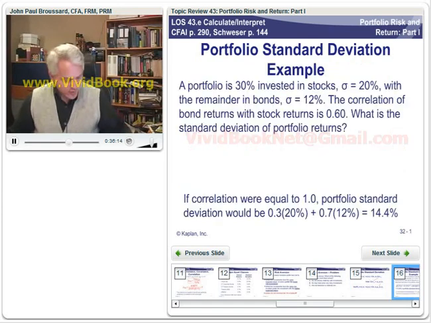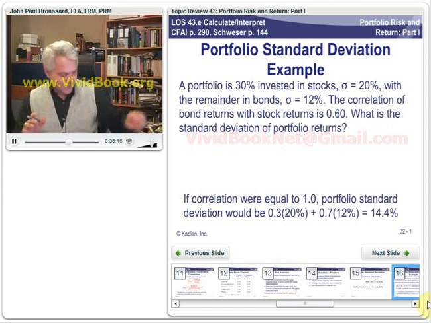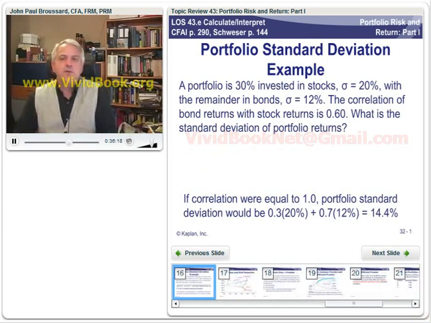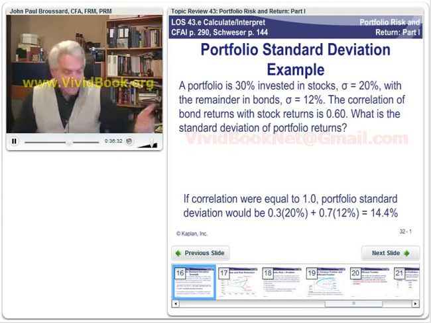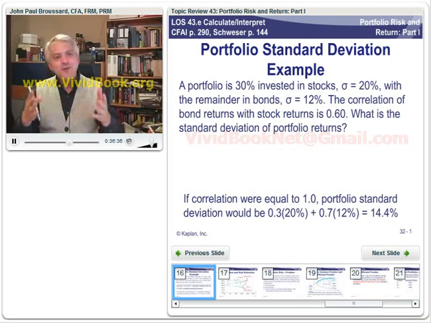So let's walk through just a straightforward calculation. Let's suppose we've got a portfolio, 30% invested in stocks, with a standard deviation of 20%. The remainder is in bonds, with a standard deviation of 12%. Well, right away, you should recognize if it's 30% invested in stock, the remainder is in bonds, that means 70% in bonds, because 100% of anything has to equal 1. You can't have more than that.